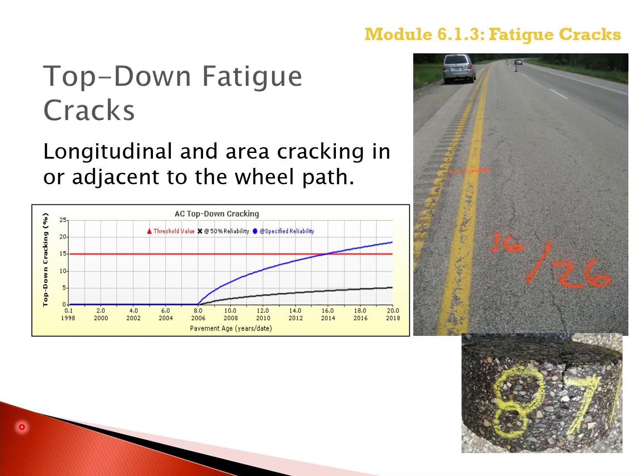Some industry experts believe that these cracks occur in tension and propagate in shear as wheel loads are applied to the pavement surface. Others believe that they occur and propagate only in tension. The Pavement ME design software includes both shear and tension stress intensity factors in predicting top-down fatigue cracks.